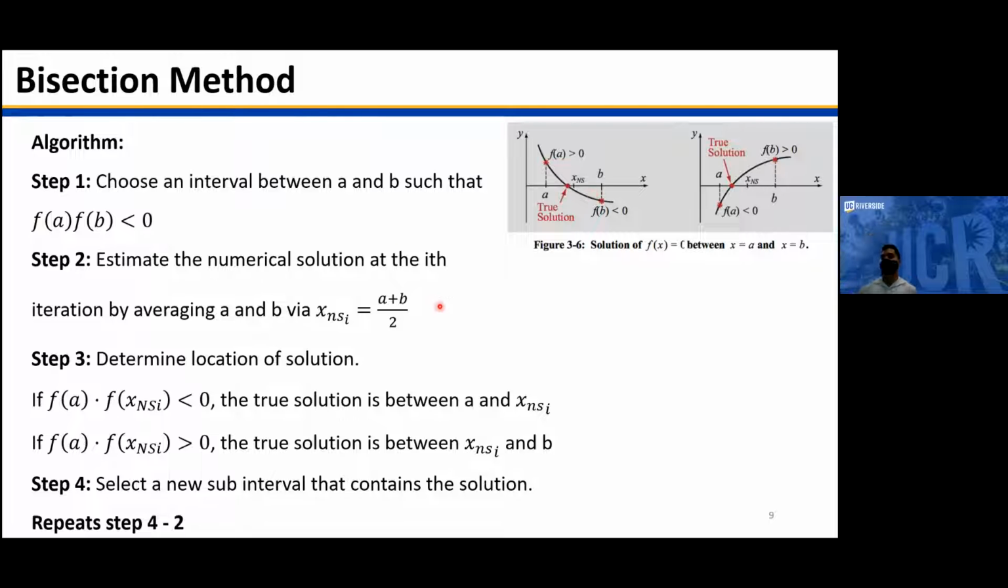The second step is to estimate the numerical solution at the ith iteration using the mean. We take the midpoint between A and B, and that's our initial guess. With this estimation, we can determine whether or not we're close to the true value and how we proceed from there. This is the tricky part for me. If f of A times f of x_i is less than 0, then the solution is between A and x_i. And if it's greater than 0, the solution is between x_i and B. We're just checking whether it's positive or negative, and then we can iterate through that, okay?